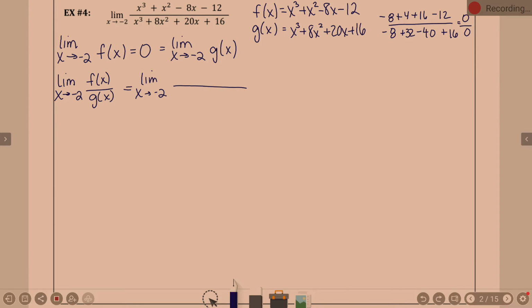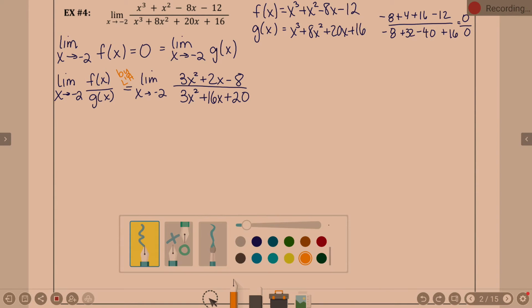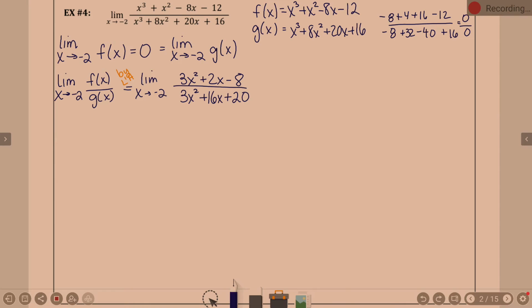So what's the derivative of f? Three x squared plus 2x minus 8 over the derivative of g, 3x squared plus 16x plus 20. I forgot. I was going to expand this a little bit and squeeze in a "by L'Hopital's" right there. I kind of forgot that minor detail. So I just put a "by L'H". Okay, what happens when we put negative 2 in this time?